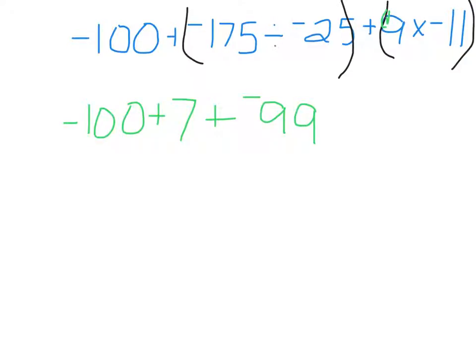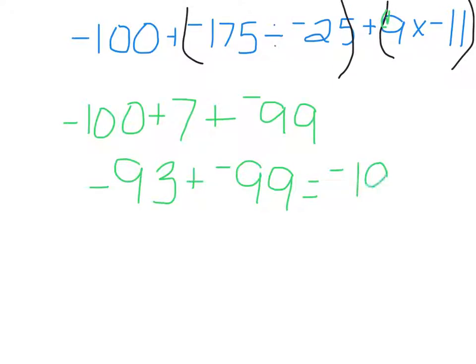Now all I'm left with is adding, so I just add going left to right. -100 plus 7 would equal -93 plus -99. Now when I add two negatives, my answer is going to be negative, and I get -192.